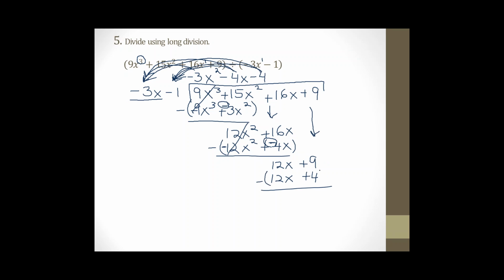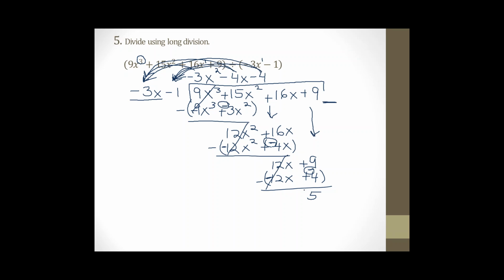Subtracting, changing the signs, and adding down, the 12x cancels out, and 9 minus 4 is 5. Okay, I don't have any more terms here, so I'm done, and I do have a remainder.